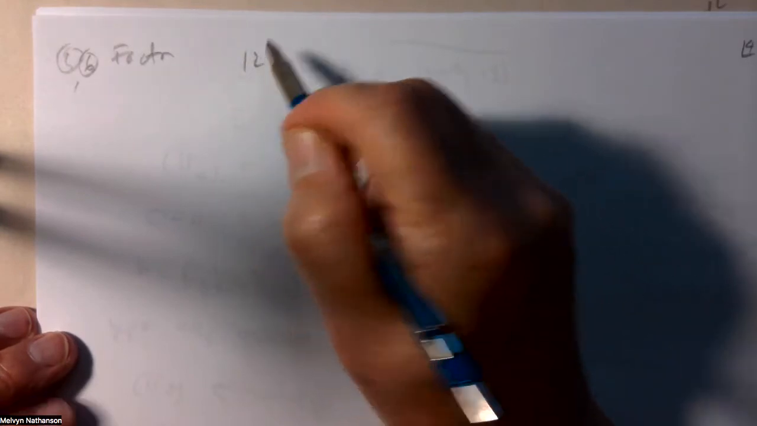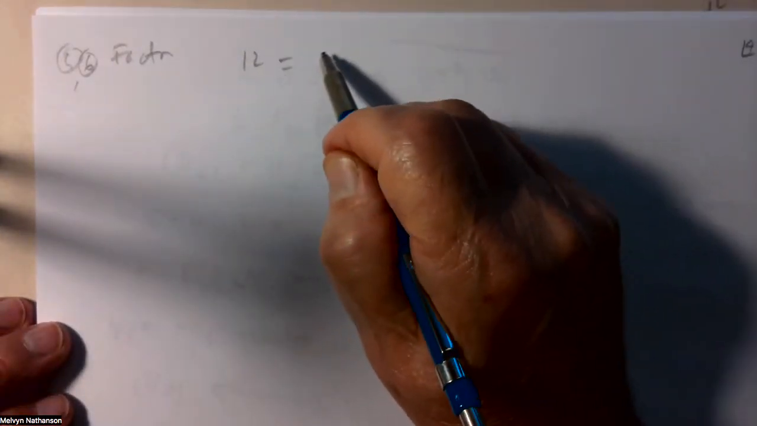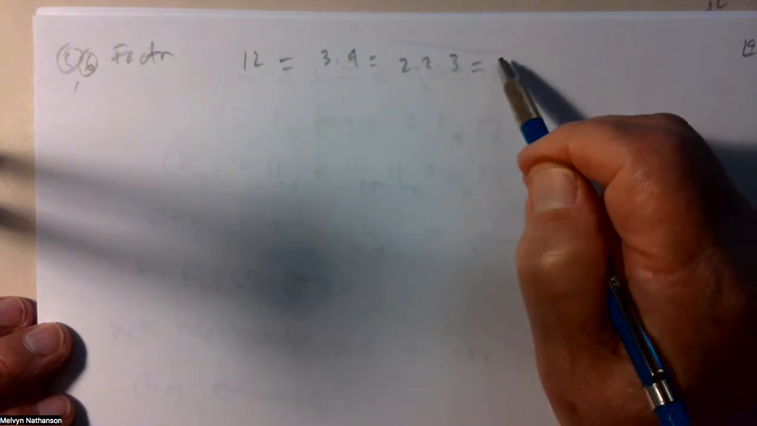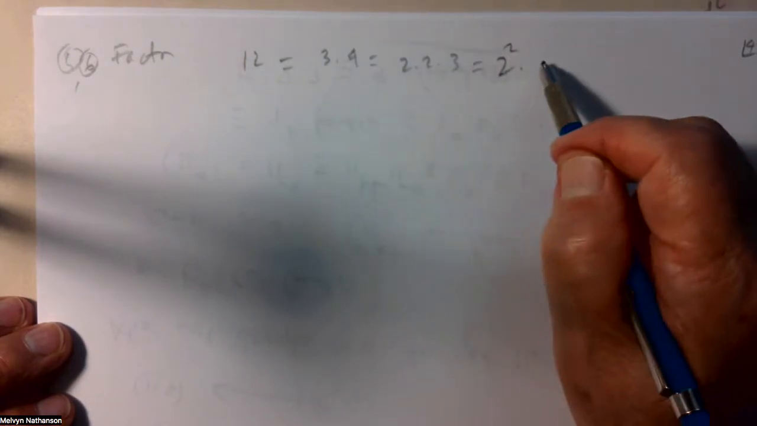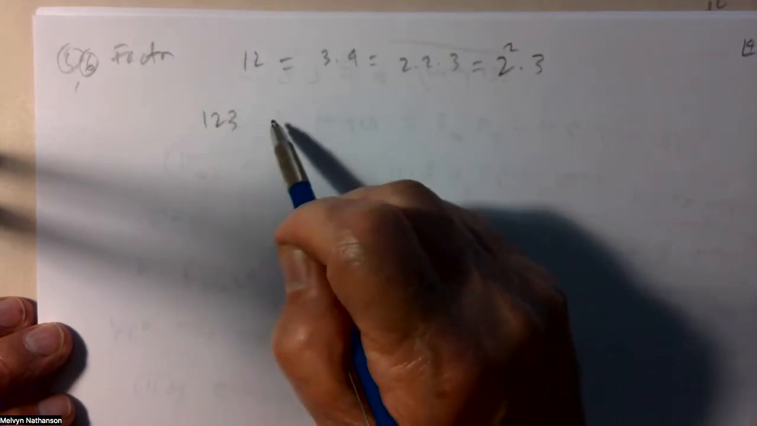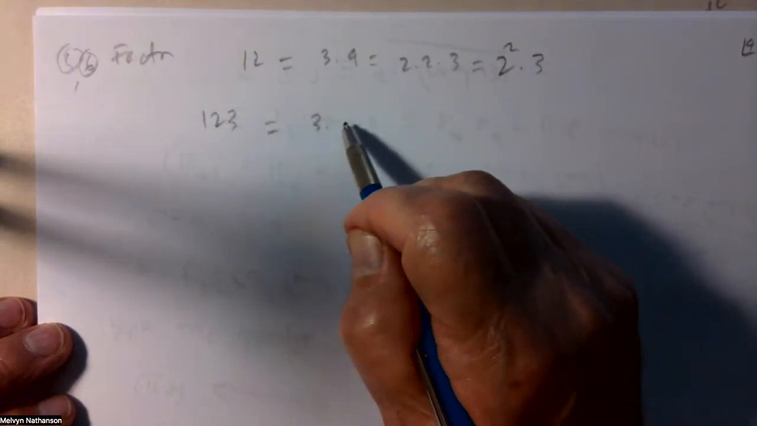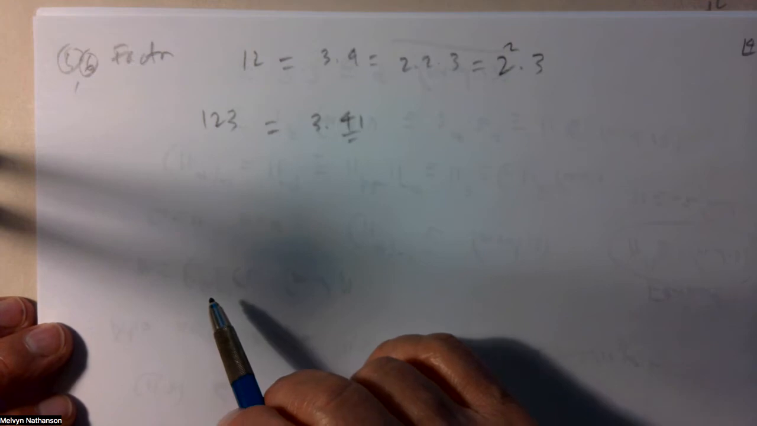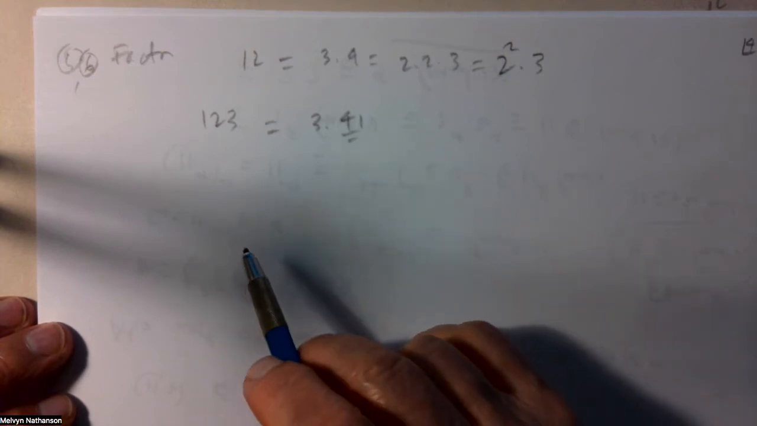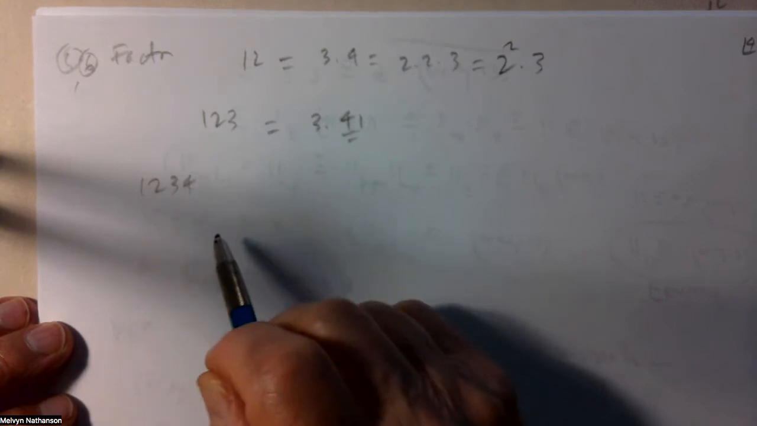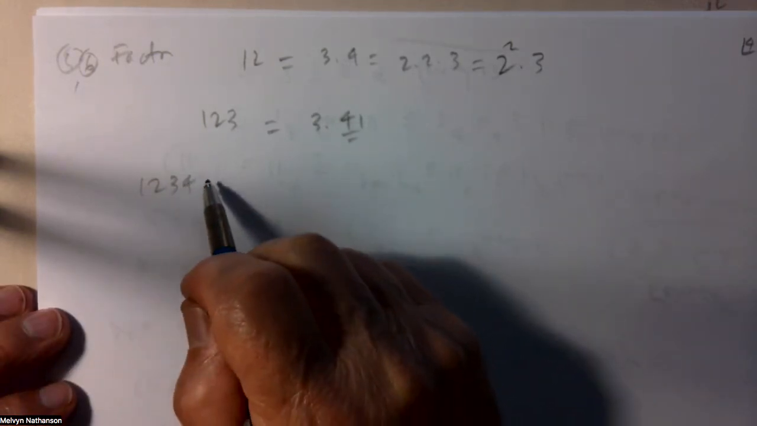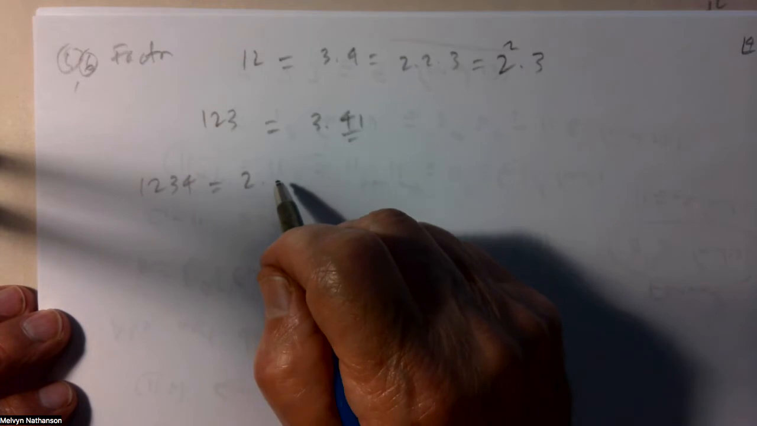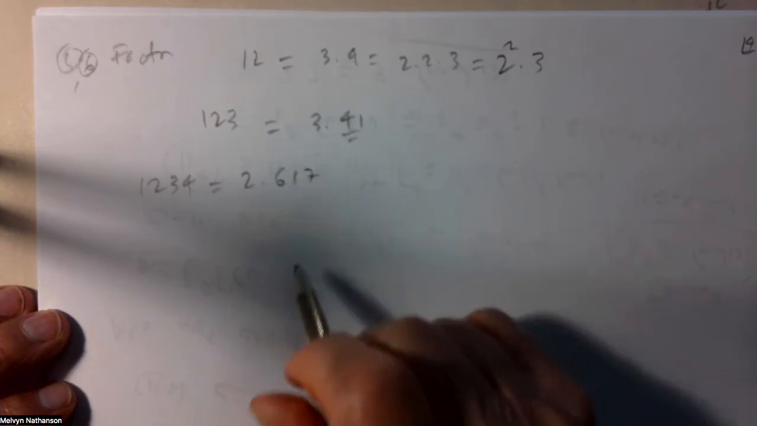Let me just do a couple. This is just trial and error and experience. 12 is, I don't know, 3 times 4. 4 is 2 times 2. So the prime factorization is 2 times 2 times 3, or 2 squared times 3. 123, I can divide that by 3, I get 41. 41, if you try to divide it by factors, you see you can't, that's a prime. What about 1234? I have no idea how to factor it a priori, but I do know it's even, so I can divide it by 2. I get 2 times 617.